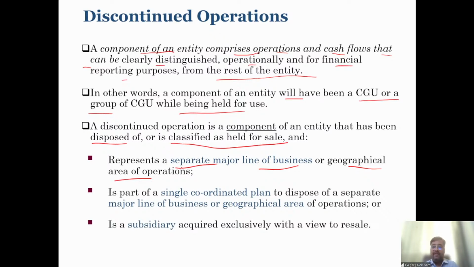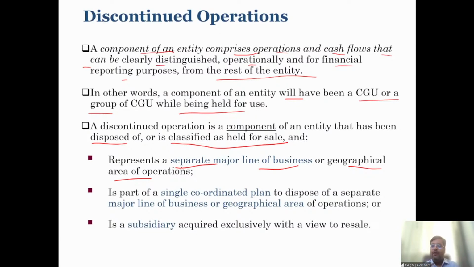For example, Tata Motors will say, I will discontinue my commercial vehicle segment because my Tata Nexon is doing pretty well and I'm happy with the private segment. Earlier, Tata was known for the commercial, but now Tata has also stepped into the private sector. So they are saying that we are happy and we are going into only the private sector, not the commercial sector, right? I'm just taking an example. So this is a major line of business.